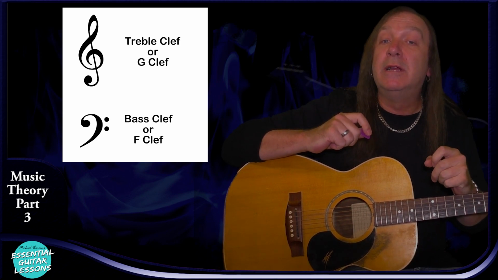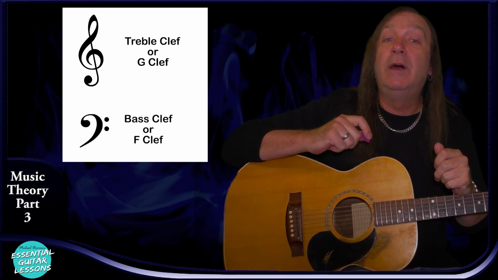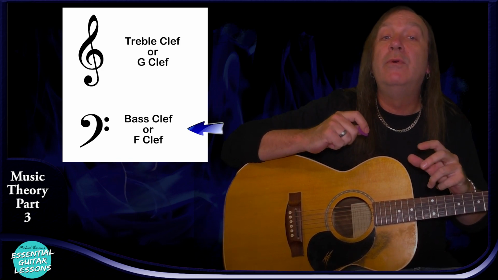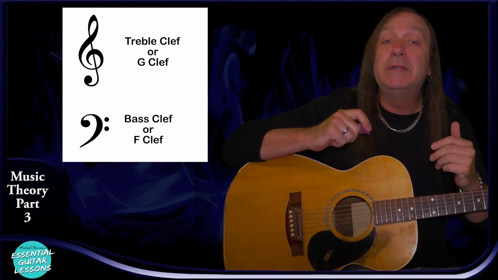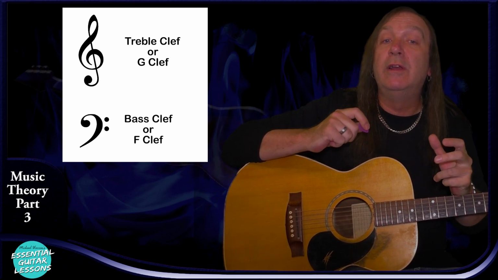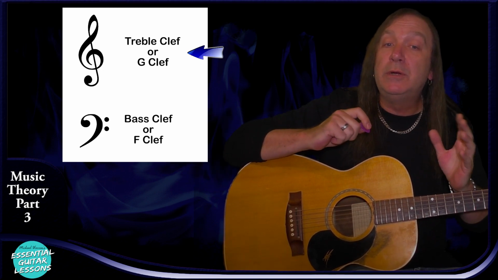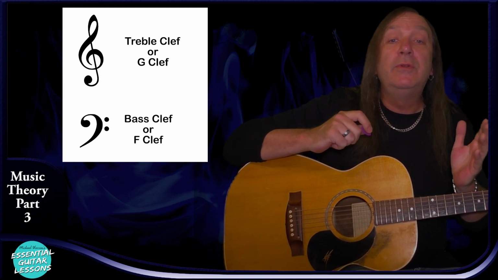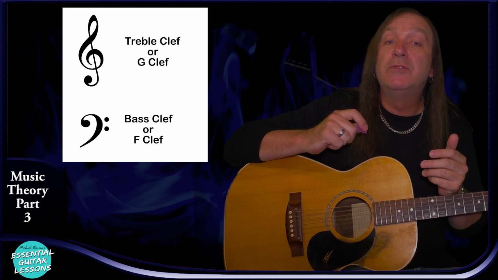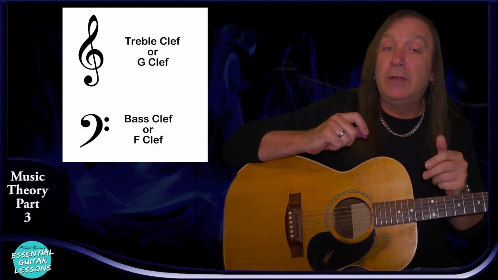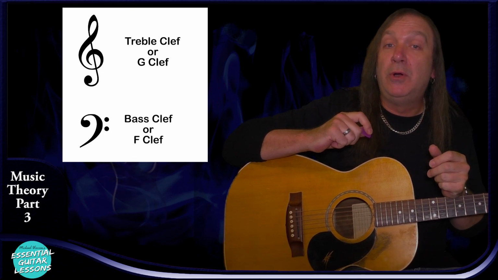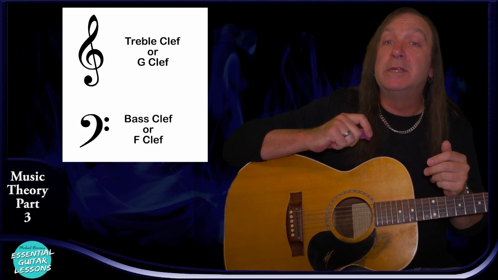Now there are many types of clefs, but we're just going to look at the 2 main ones: the treble clef or the G clef, and the bass clef or the F clef. Now as guitarists we only use the treble clef, but you also want to know some basic knowledge on the bass clef. The treble clef is used for higher pitch instruments and the bass clef is used for lower pitch instruments. Now piano uses both at the same time. It uses the treble clef and the bass clef, and you have to read both as you're going along.